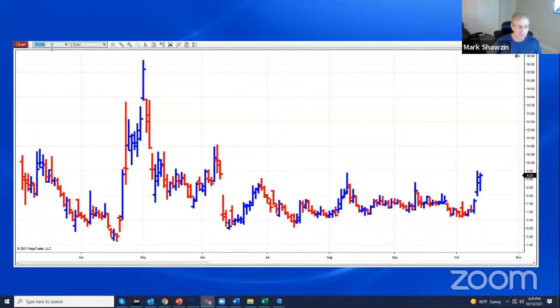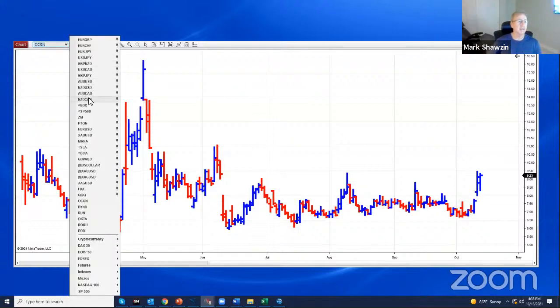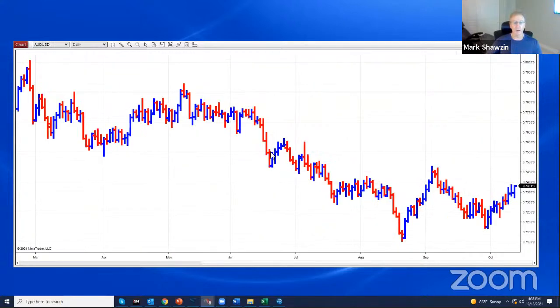But the chart that I'm looking at today is the Australian dollar, US dollar.